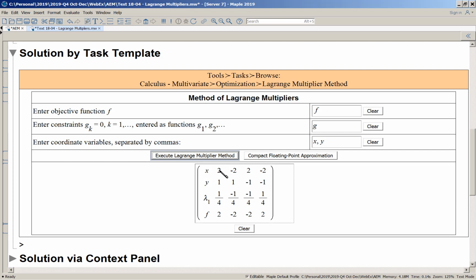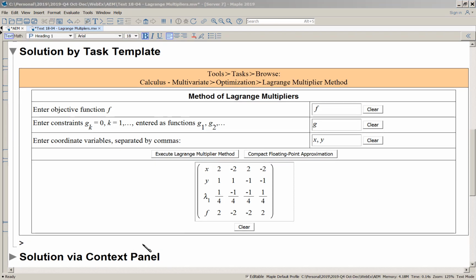There are 4 solutions: x, y, the Lagrange multiplier, and the function value. So you see there are 2 places where the function value is 2 and 2 where it's -2. So we have these 4 solutions. Now it turns out that you can access the Lagrange multiplier technique from the context panel.